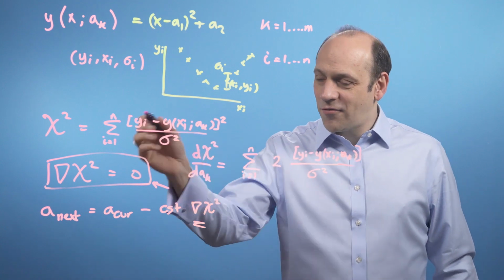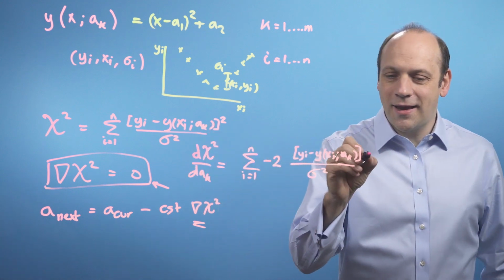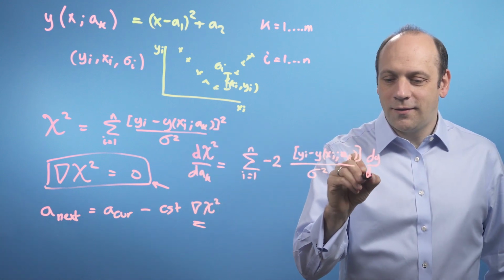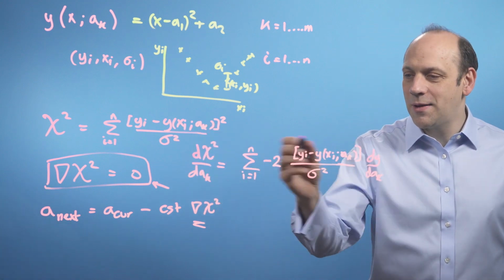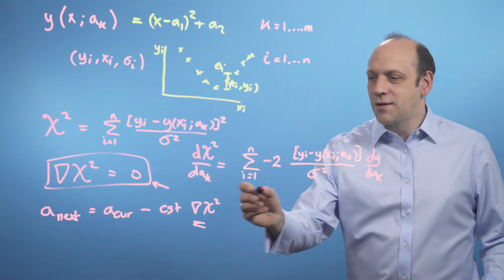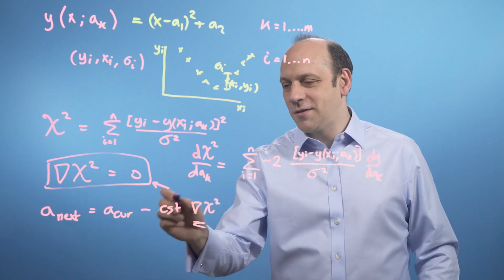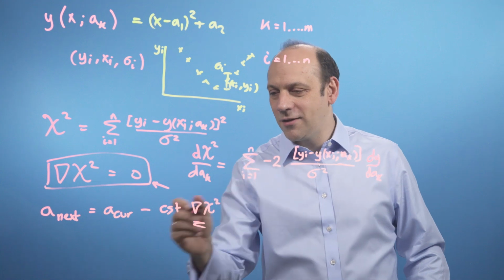And then I'm going to get the differential of the bracket. I get a minus sign out of that, and I get dy/dak. So that's going to be my differential there. The minus 2 I can just take out. So when I come to update here, if I wrap the minus 2 into the constant, I can just make that a plus, ignore the 2.